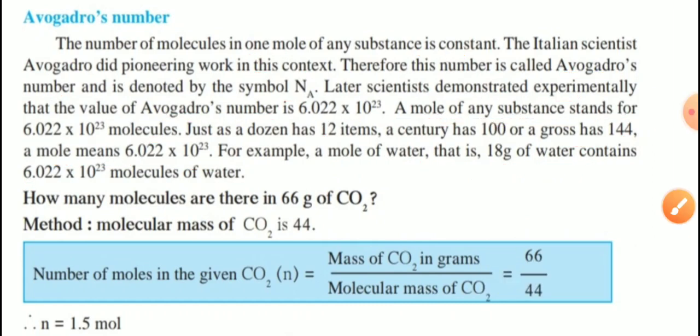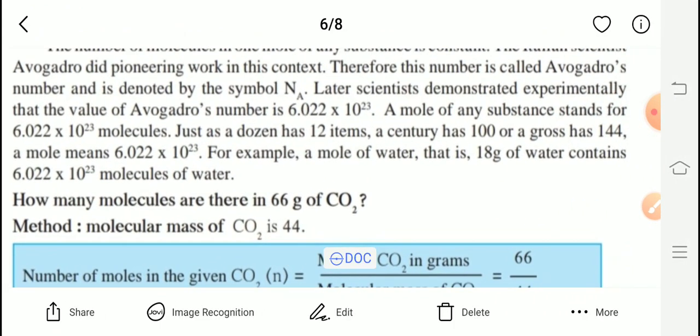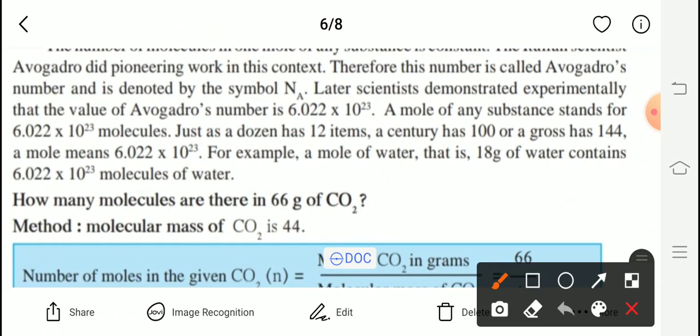See the last point again. A mole of water, 1 mole. 1 mole of water is equal to, what is the molecular mass of water? 18, so 18 gram of water. 1 mole of water is equal to 18 gram of water, and 18 gram of water means nothing but 1 mole. So in that 1 mole, how many molecules of water are present? Avogadro's number, 6.022 into 10 raised to 23.